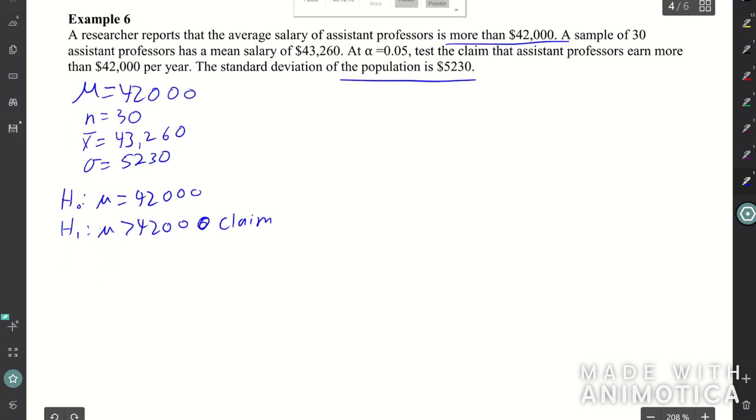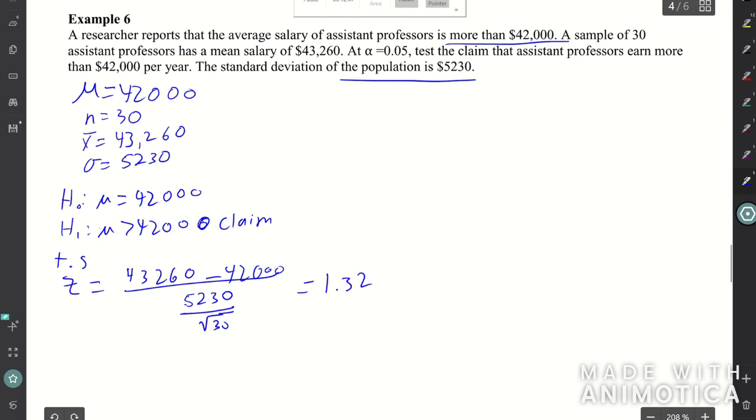Now we can use the formulas above and plug it in and say that our test statistic is equal to 43,260 minus 42,000 over 5,230, which has to be divided by the square root of 30, which is our sample size. When we simplify that out, we get a z-value of 1.32.